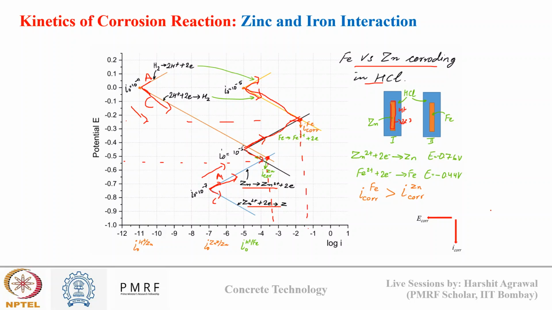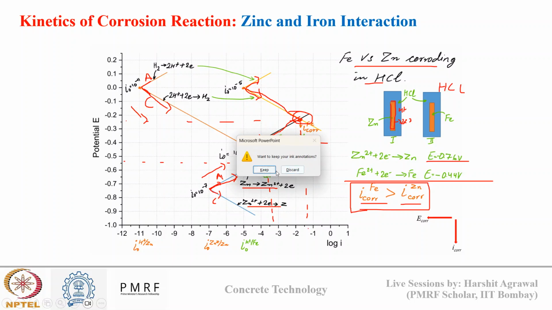You can see that for zinc, my electrode potential is somewhere close to minus 0.76 volt. However, for iron the electrode potential is less negative, around minus 0.44. And the corrosion current density for iron is greater than the corrosion current density for zinc. So we can say that iron will corrode faster compared to zinc in an acidic medium because it has a higher current density. I hope this is clear.